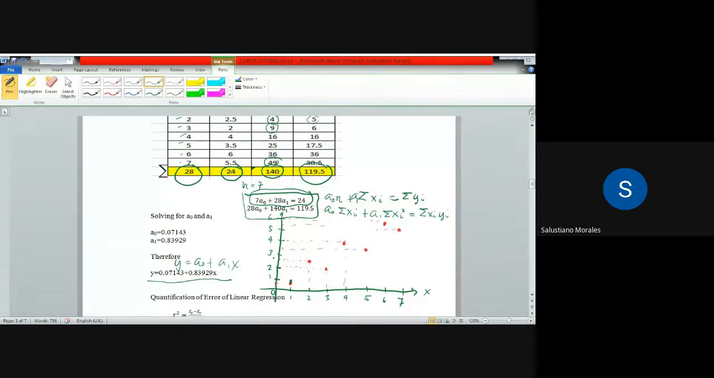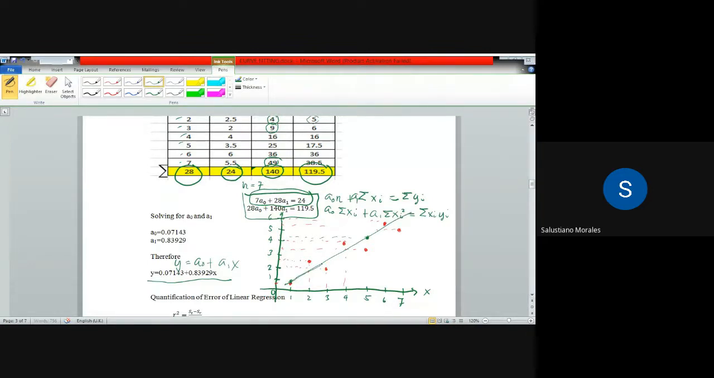So if the value of x is 5, so 5 times 0.83929, that is the value of A1, then plus 0.07143, we have 4.27. So if the value of x is 5, the value of y is 4.3. Sabihin na lang natin na 4.3. So about somewhere here, less than 4.5. So nandito yung point natin. Then i-connect natin ito ng straight line. Or pwede rin na i-generate natin lahat yung mga values.